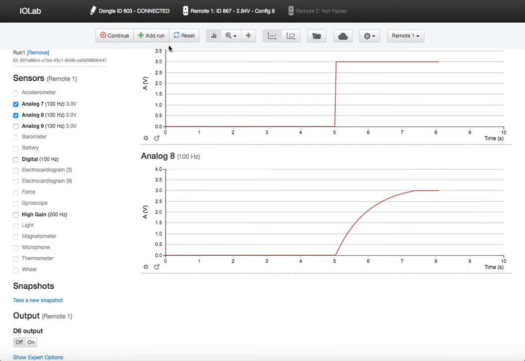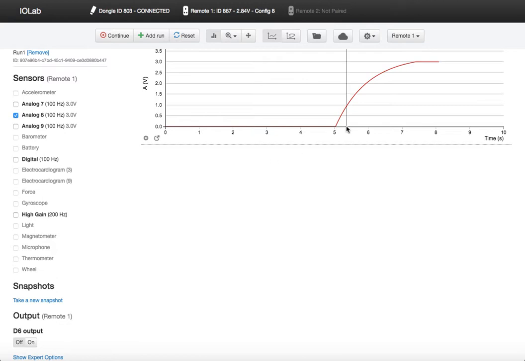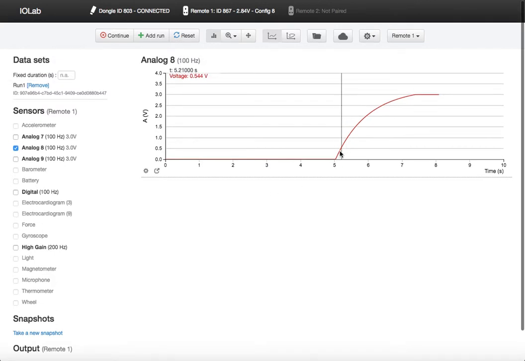So let's get rid of A7 because we saw that it went up to 3 volts as it's supposed to. So now we're focusing on analog 8. So 62% of 3 volts is 2.046 volts, and that should be in one time constant. My configuration is for a 100 microfarad capacitor along with a 10K resistor, so you should get a time constant of about a second. The nice thing about the IOLab software is it comes complete with analysis tools.